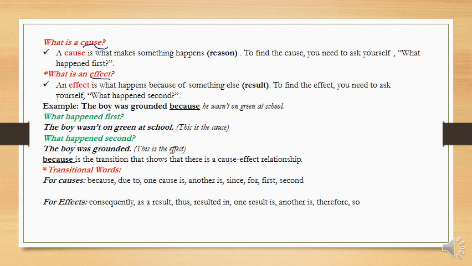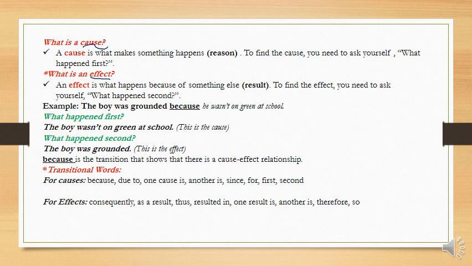So we are going to ask ourselves first, what happened first? What happened first is that the boy wasn't on green at school. So this is the cause. This cause led to something, which is the boy was grounded.